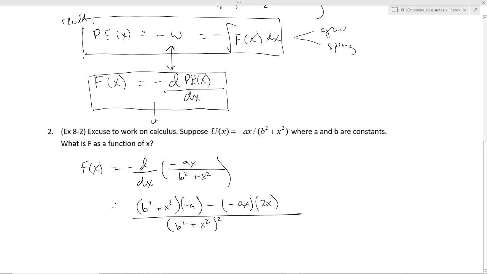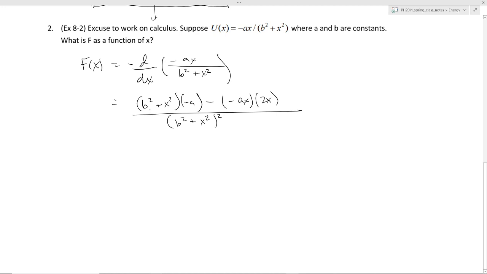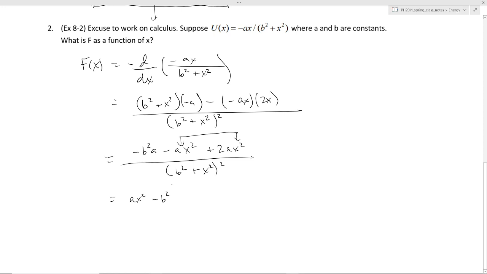And so we can expand this a little bit. Notice, we would have a term that's negative b squared a. I'll just write it out for completeness here. We would have a term that's negative ax squared, and then a positive 2ax squared, all over that same denominator. And so notice these two terms we can combine. So when we consolidate that, we would have one factor of ax squared minus this remaining b squared a piece.